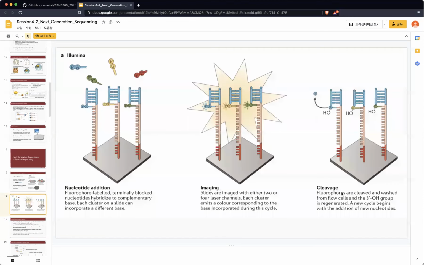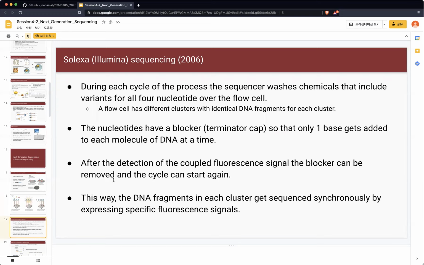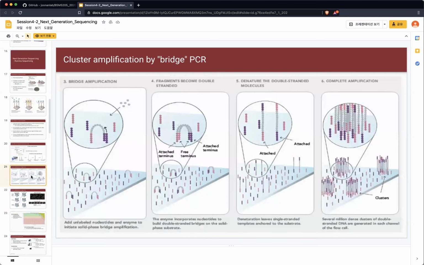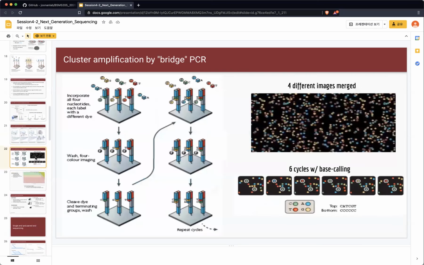So this happens at the cleavage, right? And then after that, you get the entire sequence information from this synthesis of the sequencing, right? Okay, so I think that is basically the same idea as before. And then, right, yeah, this is the summarization.